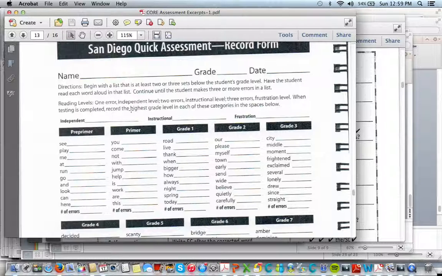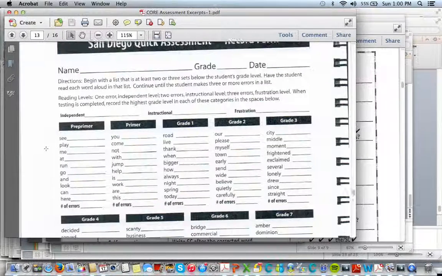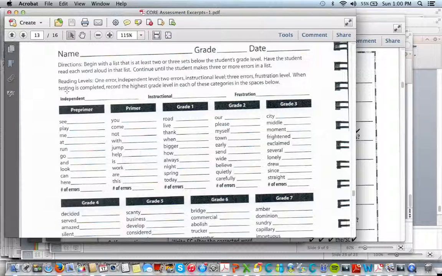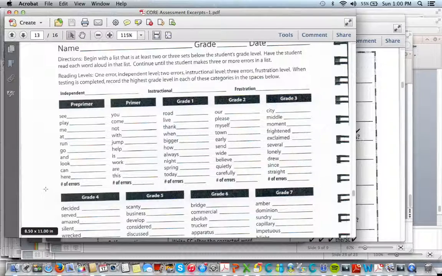Meaning, how many errors did they make on each of those lists? And you write the level of the list up here. So in other words, what we're saying is independent level is grade 1, instructional level is grade 2, and frustration level is grade 3. So you write it on the form. Okay, so that is the San Diego Quick Assessment.